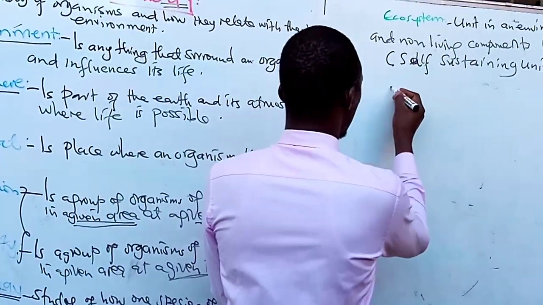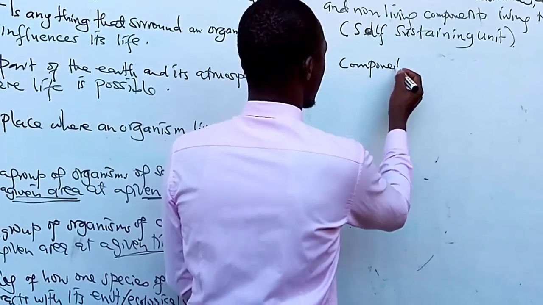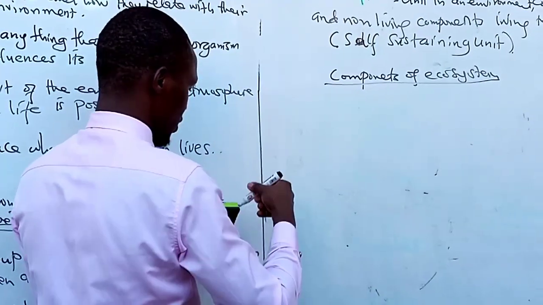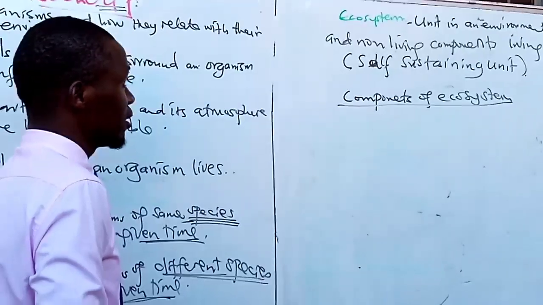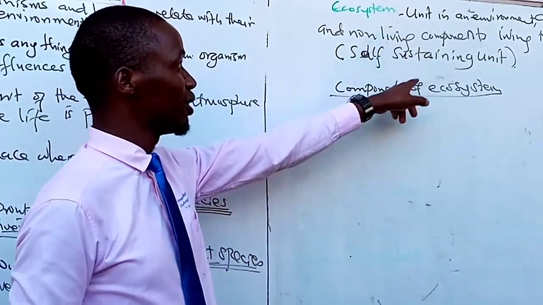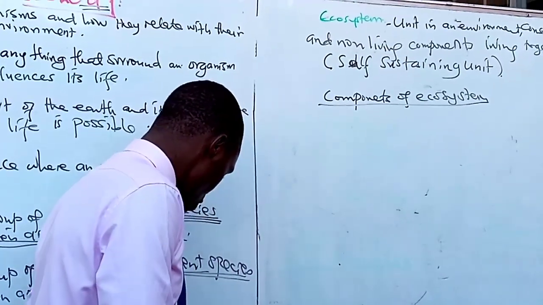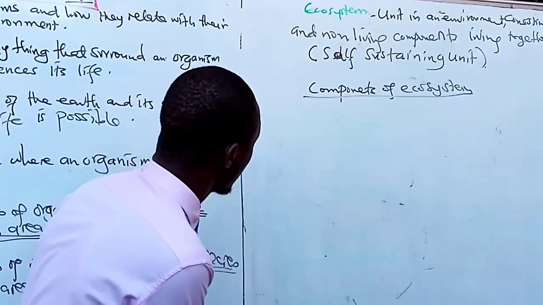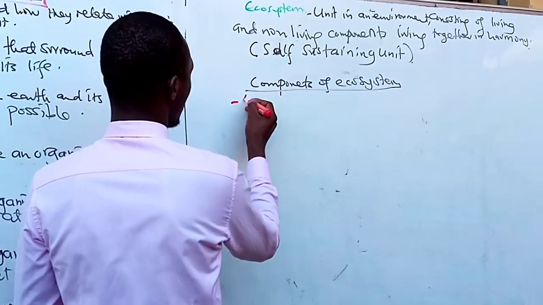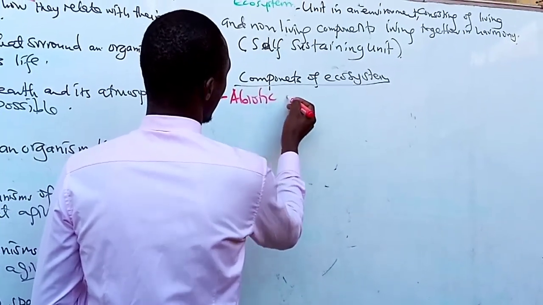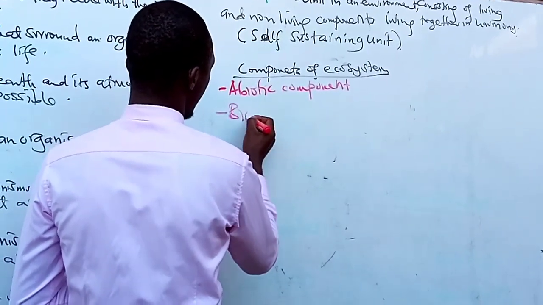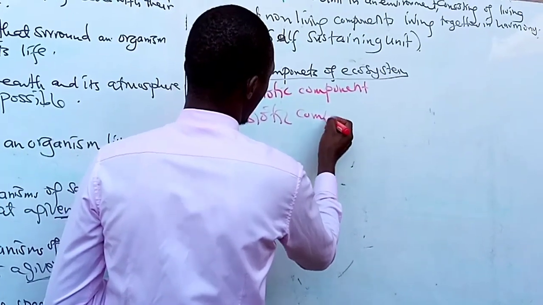Okay, so I want to extract more on this ecosystem in this episode. We have what we call components of ecosystem. From that definition that I've given you, you can easily tell me what are the components of this ecosystem. From that definition, we have got two components. Those two components are, number one, the abiotic component, and then we have the biotic component.